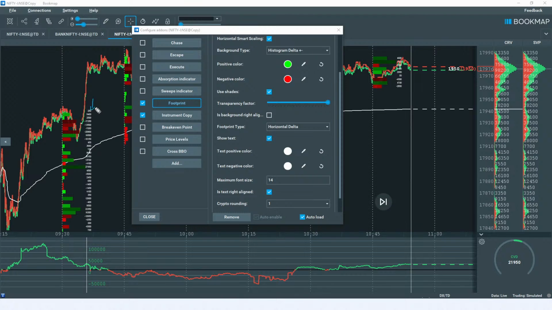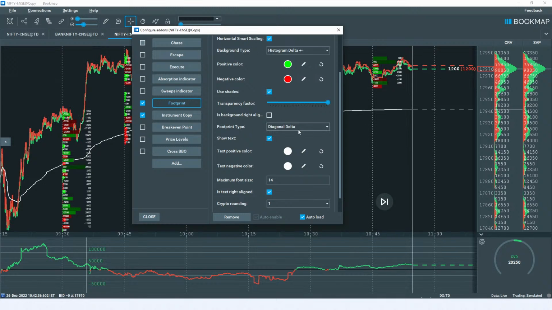250 is the net delta at this particular price level. We can clearly see positive delta means buyers were active in terms of aggressive buying. And similarly at the last we have diagonal delta, like we have in the background type, similar to the diagonal comparison. There is not much of a difference here, but it diagonally compares the information of the delta.